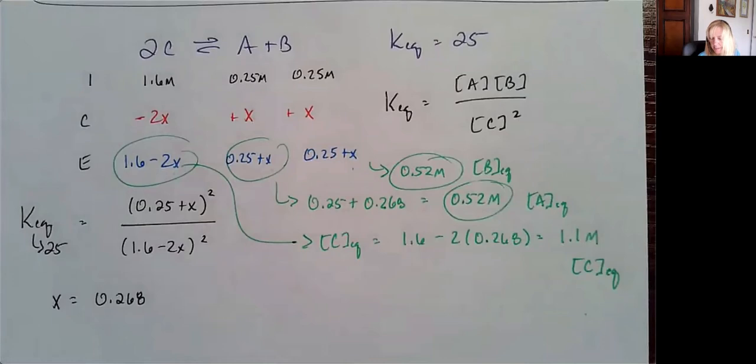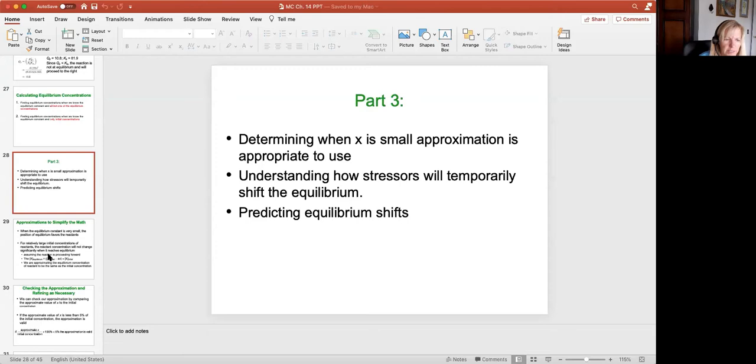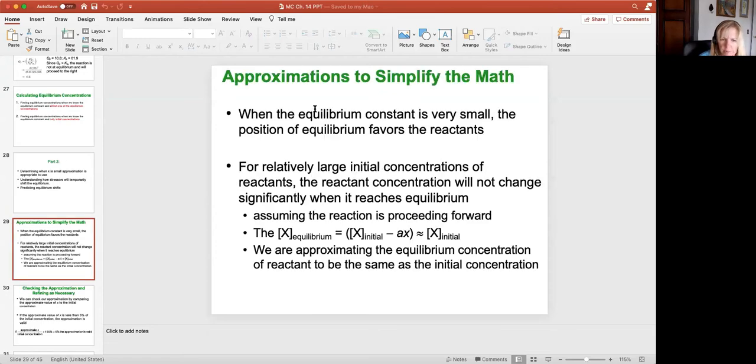Now, I know you would like to have another shortcut, because shortcuts are good. Everybody likes shortcuts. And so there is a shortcut that you can use. You can only use it if you have certain conditions. This is called the X is small approximation. In the X is small approximation, when the equilibrium constant is very small, so we're talking about 10 to the minus 3, 10 to the minus 4, and the initial concentrations of your reactants are relatively high, then you can do this X is small approximation. But once you do it, you have to go back and check.